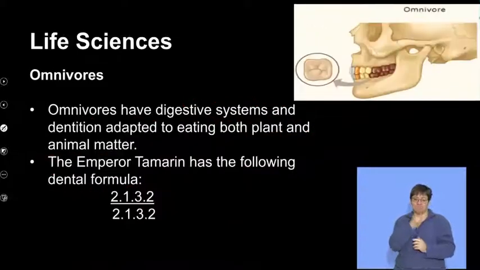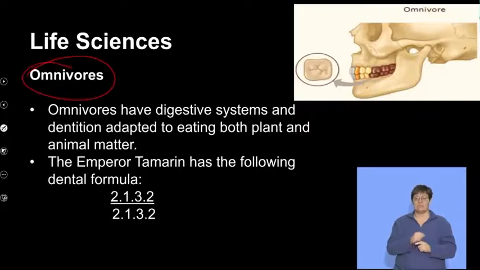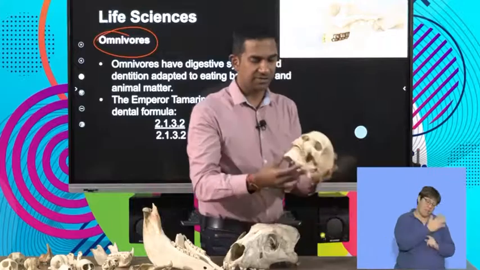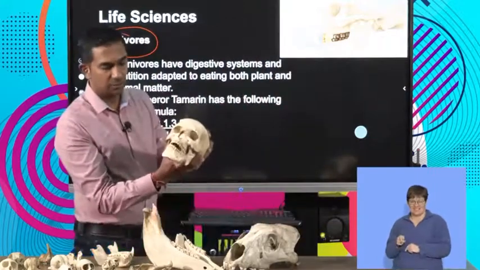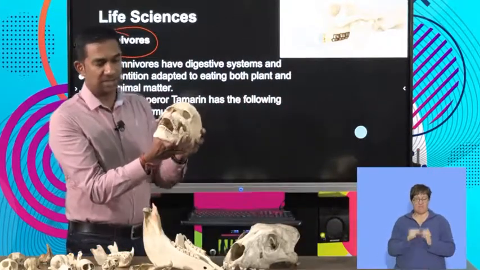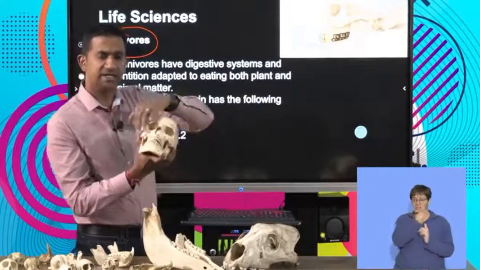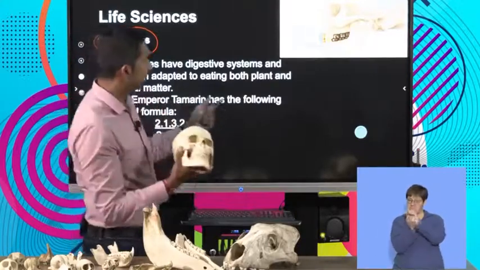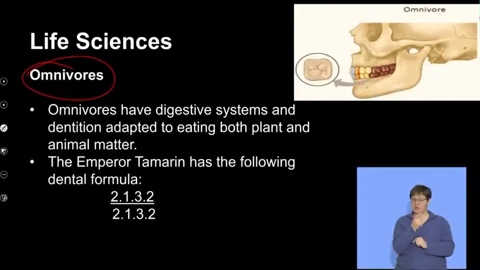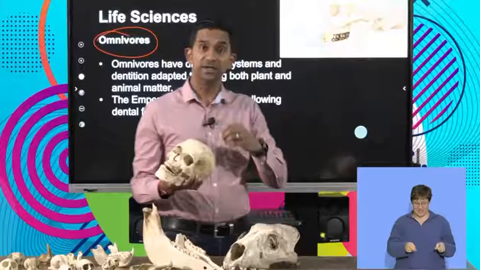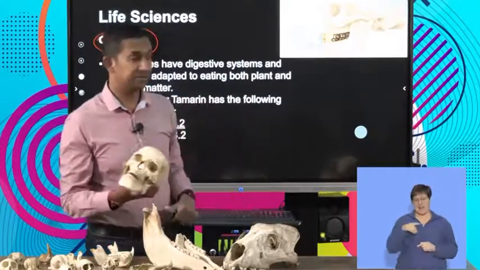Right, let's move on to the omnivores. And guys, the best example of omnivores are us humans. I've got a human skull here, which shows you a jawline with quite uniform teeth, and let's try and unpack that. Omnivores have a digestive system that consumes both plant material and animal material.